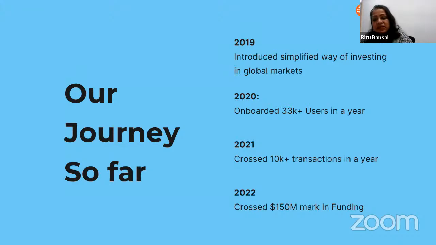In 2020, when we started, we onboarded almost 33,000 plus users. That many users became interested in adding global investing onto their portfolios. In 2021, we crossed about 10,000 transactions in global markets. And in 2022, we crossed more than $150 million of money invested in the global markets.